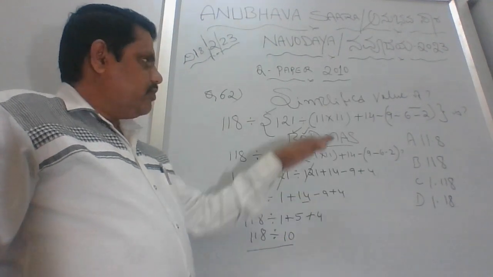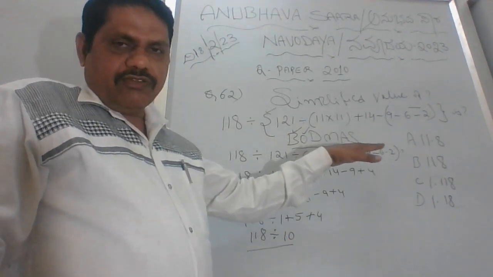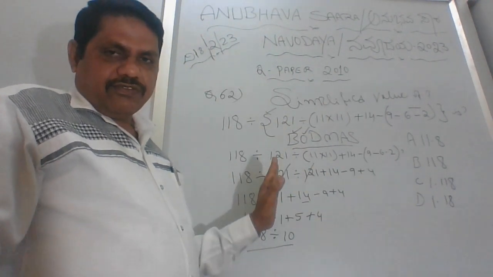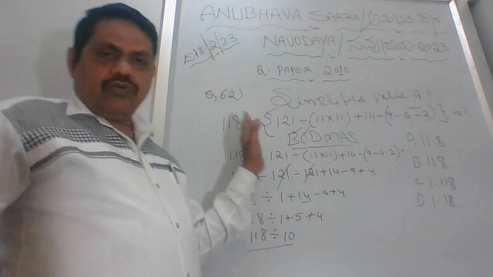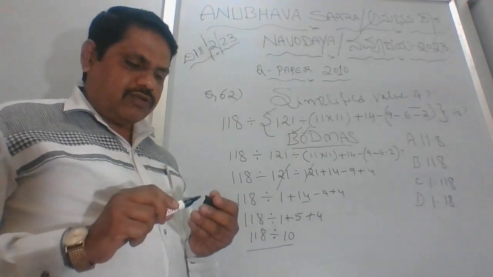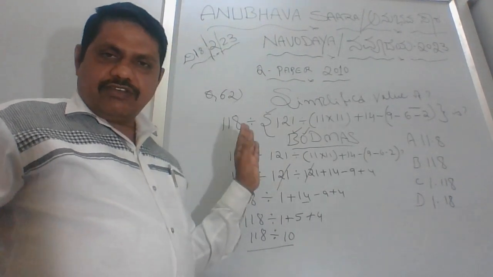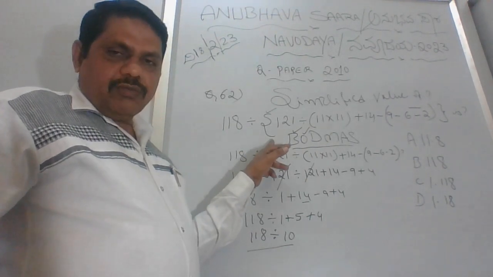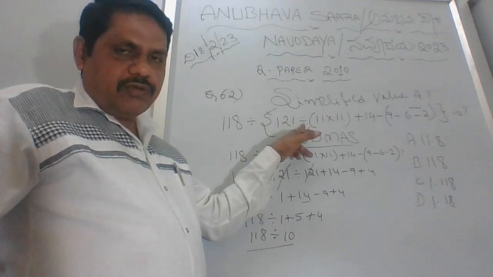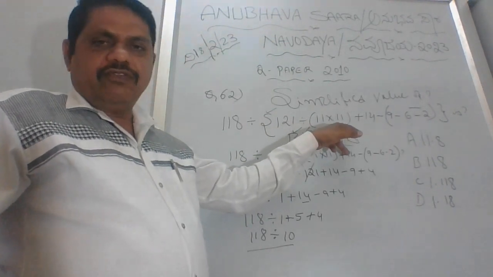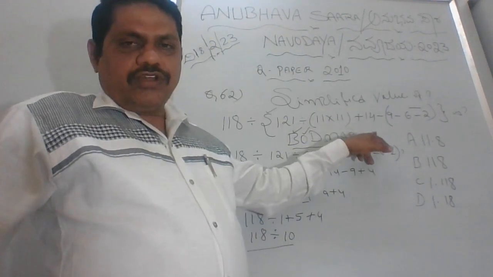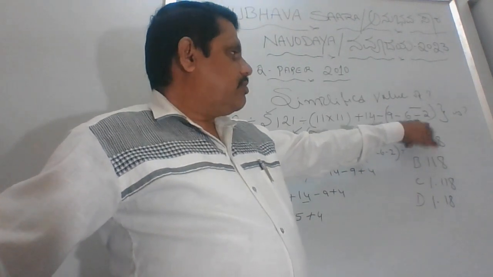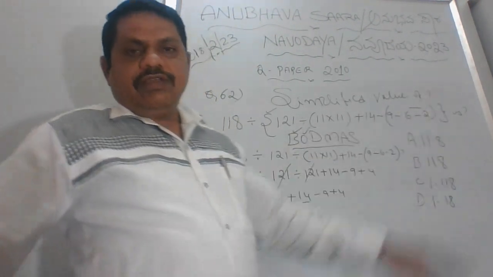As I told you, we will follow BODMAS, that is the BODMAS procedure or method. That is how we will follow the maths. Clear? So I'll take you through it step by step. Rather than writing, I'll close this. Have concentration, listen properly. The question says 118 divided by, within the flower bracket, 121 divided by 11 multiplied by 11, that is 11 into 11, plus 14 minus 9 minus 6 minus 4, sorry, minus 2, closing the small bracket and the flower bracket.